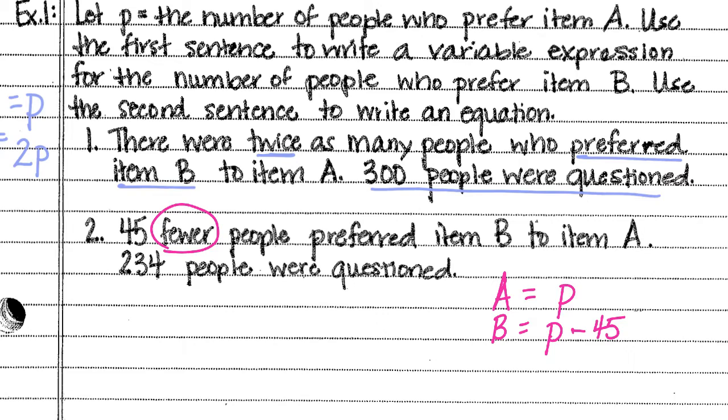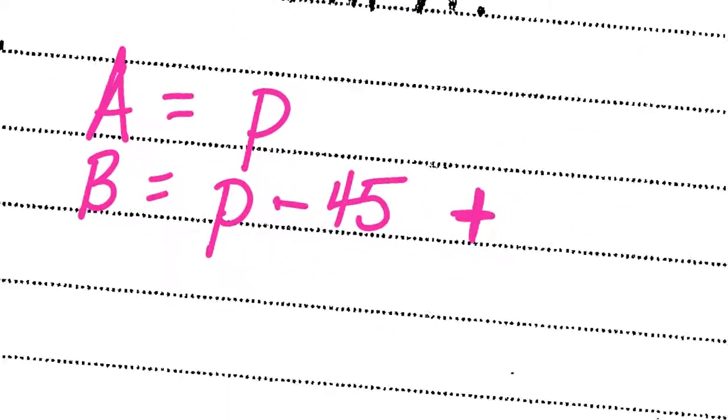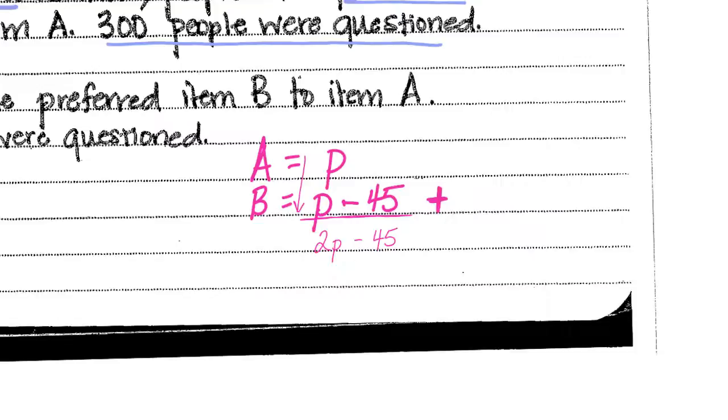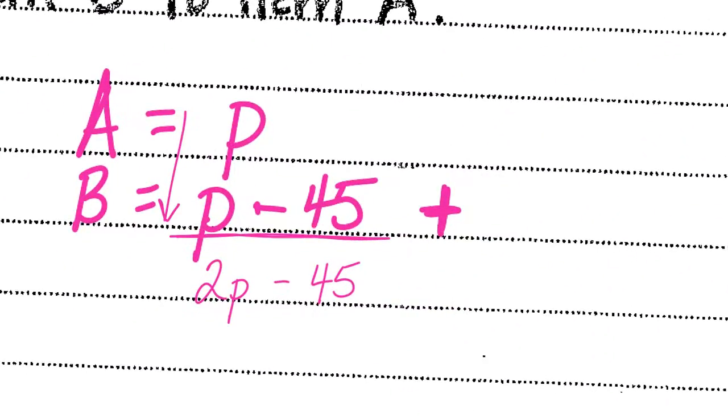And then it says 234 people were questioned. So I know that these are going to total, or we can add these together. I like to add down. I don't know about you, but I like to just stay in order. When I add P with P, I just like to add straight down. I get 2P minus 45, and I believe it was 234, yep, is equal to 234. So let's go ahead and solve.